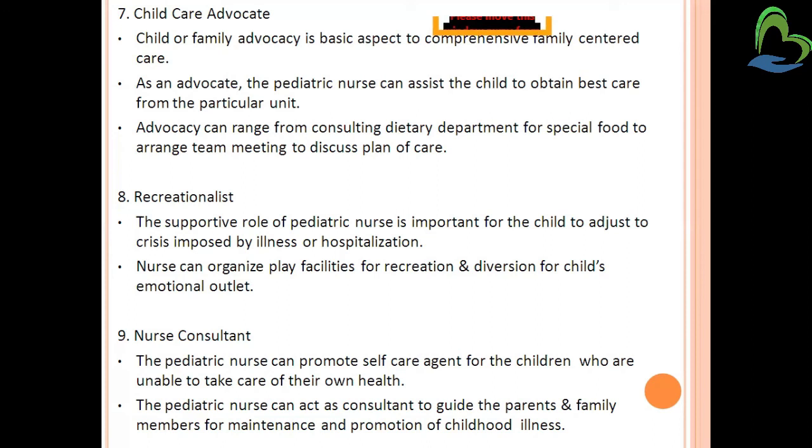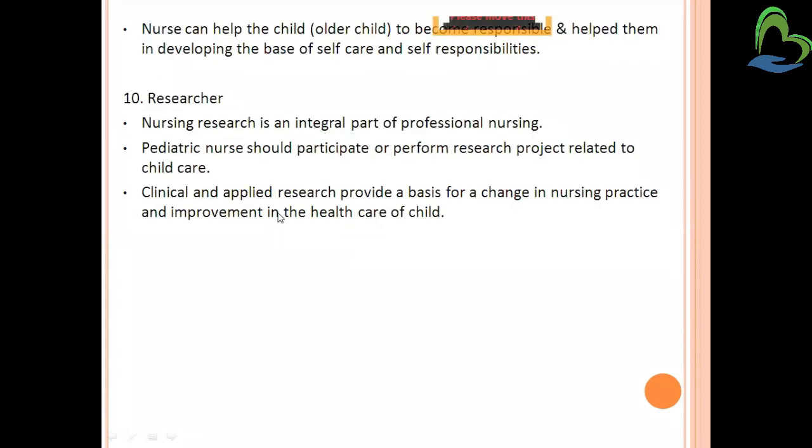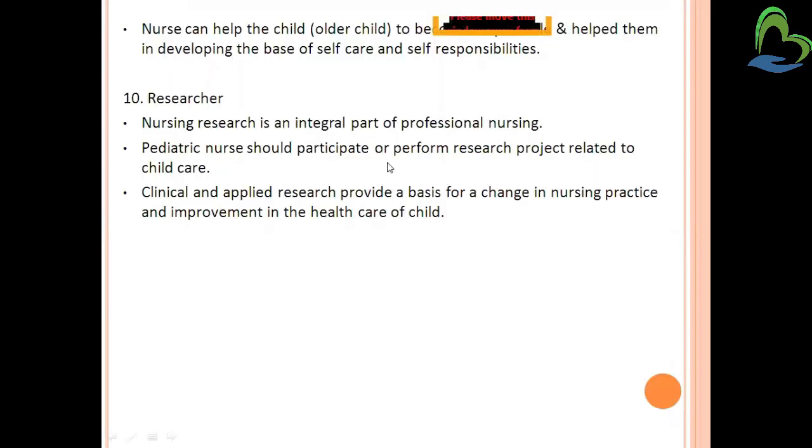And the pediatric nurse can act as a consultant to guide the parents and family members for maintenance and promotion of child health. The pediatric nurse can act as a consultant so that she has to guide the parents and family members for maintenance and promotion of child health. Then next point is nurse can help the older child to become responsible and help them in developing the base of self-care and self-responsibilities.